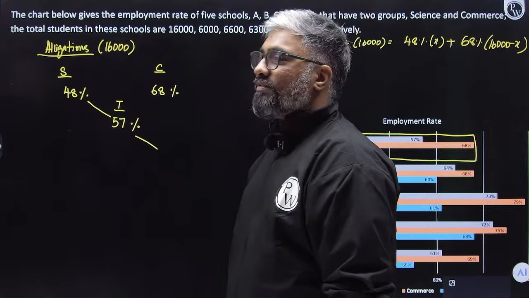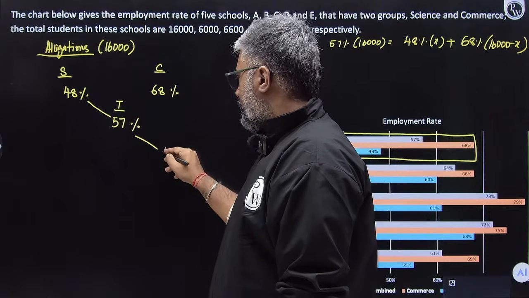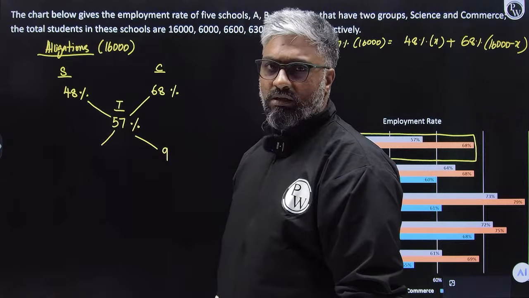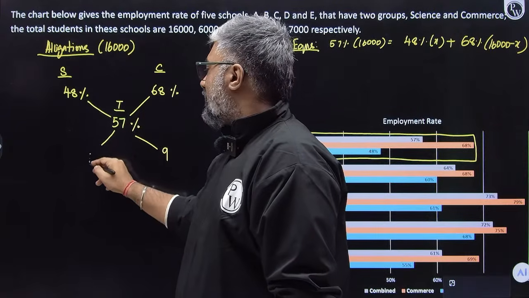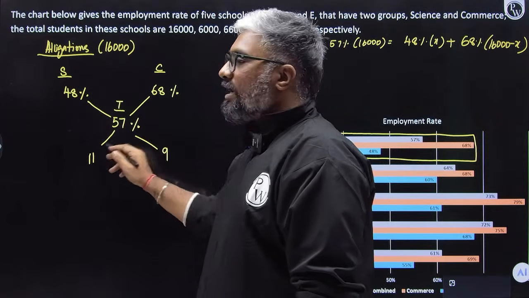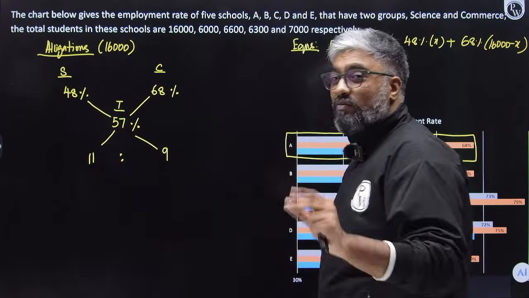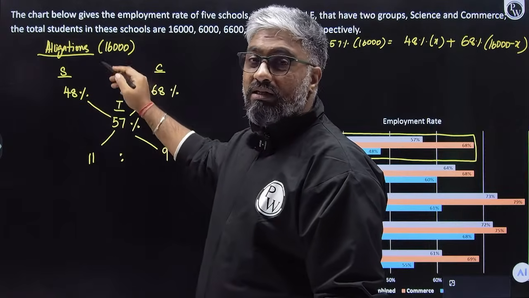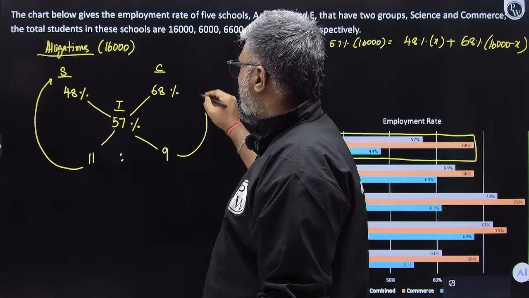57 minus 48 is what? 9. How much is 68 minus 57? Always bigger number minus smaller number. 68 minus 57, 11. This is the ratio in which they are split. 11:9. End of story. What does this mean? Out of 16,000, 11 parts are science, 9 parts are commerce.